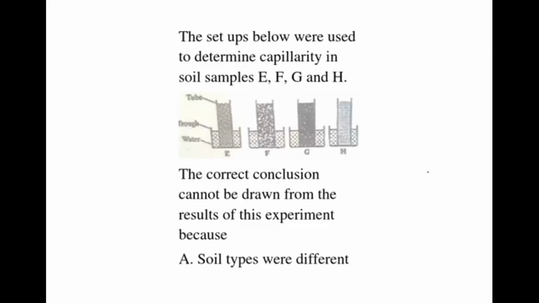The setups below were used to determine capillarity in soil samples E, F, G, and H. We have the tube, the trap, and then water. That is E, F, G, and H. The correct conclusion cannot be drawn from the results of this experiment because, when we look at capillarity, it is the ability of the soil to allow water to rise.